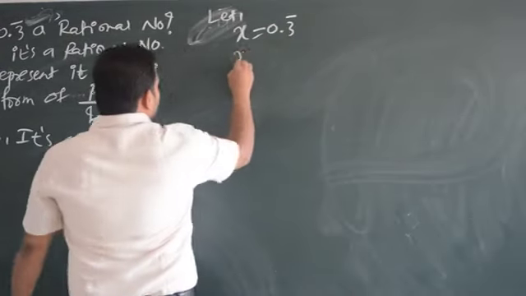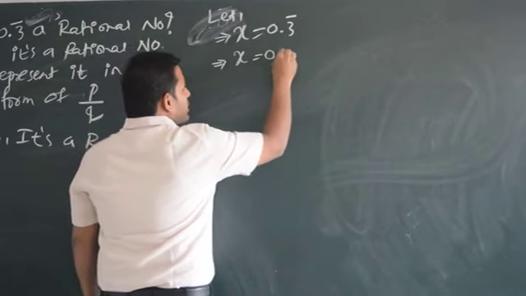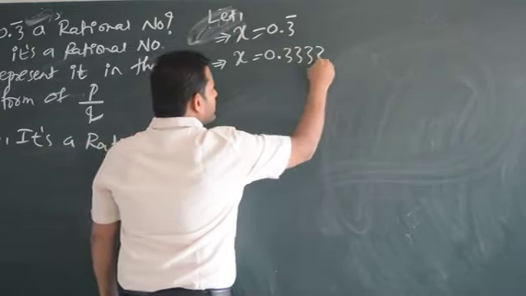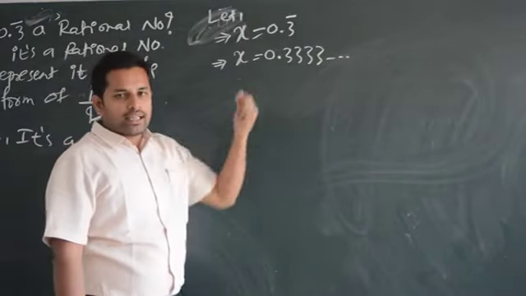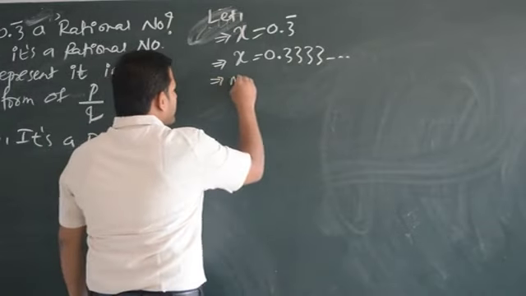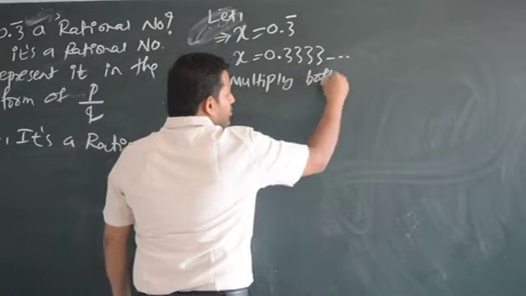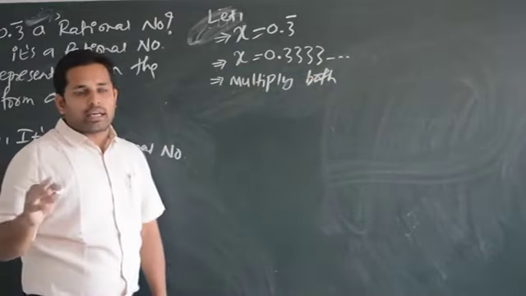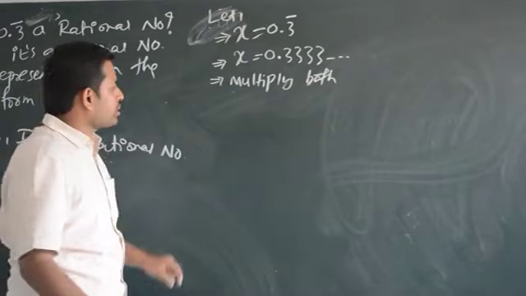Now, can I write x is equal to 0.333...? That is the meaning of bar. Instead of writing like this, I can write like that also. Vice versa is also correct. Now, what I am doing? Multiply both sides. This is the proof. They may ask you for 2 or 3 marks, represent 0.3 bar in the form of p by q. This is how you are supposed to solve it.